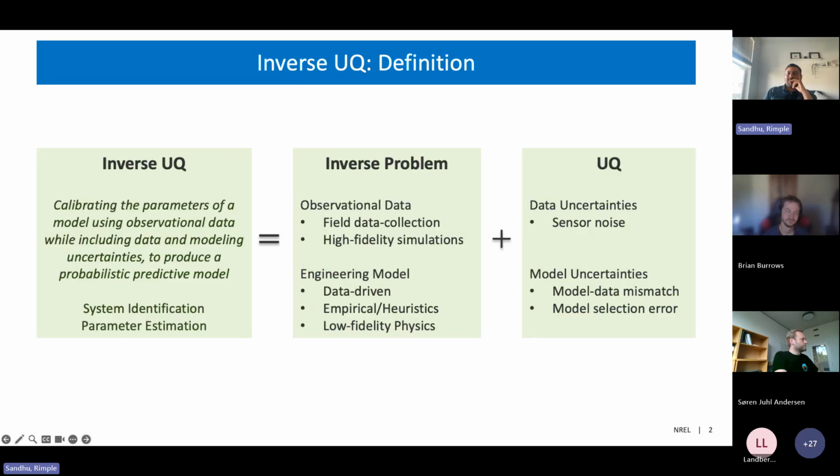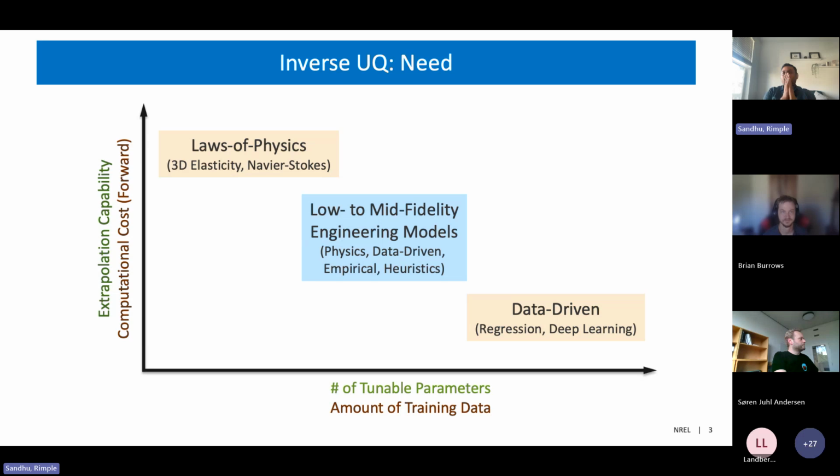Okay, so hopefully, I talked over this, but this is basically what it was. Inverse problem plus UQ. So why is there a need to do inverse UQ? When we're trying to model a system, there are laws of physics, right?